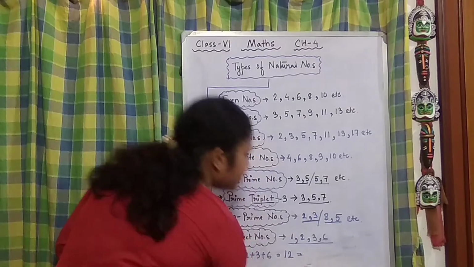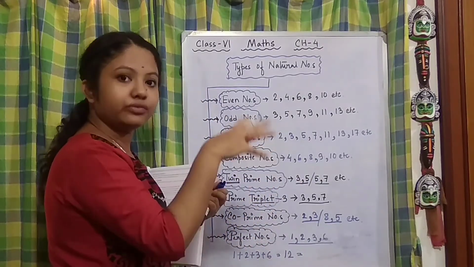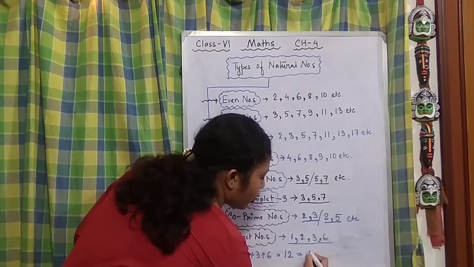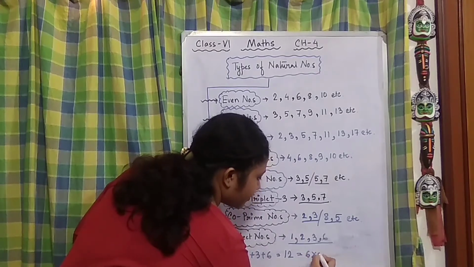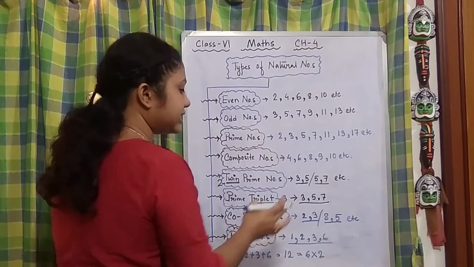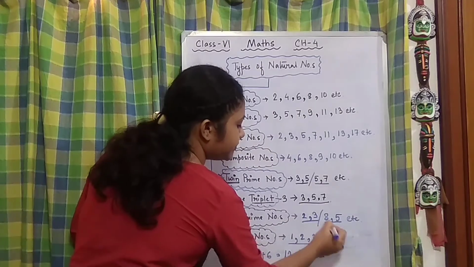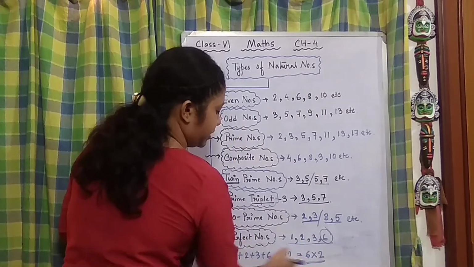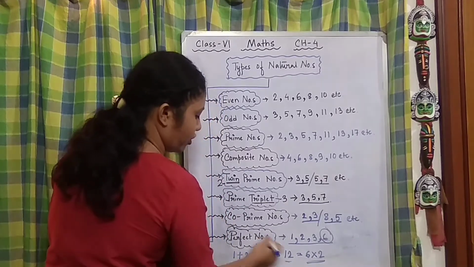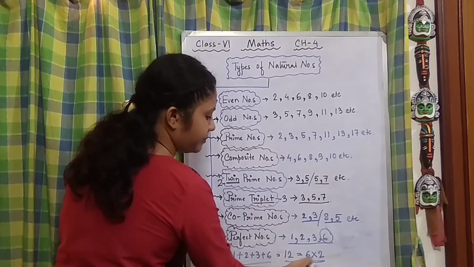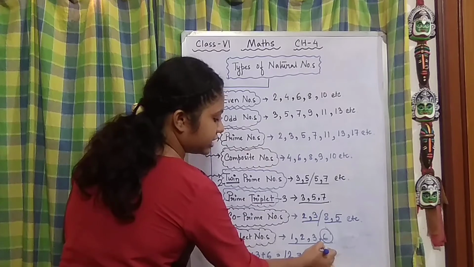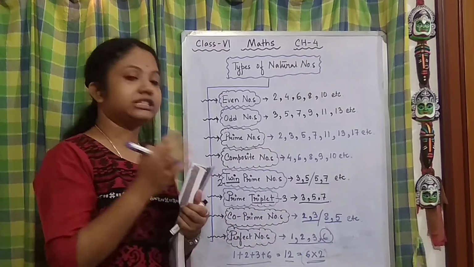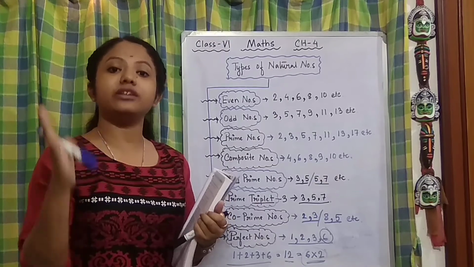Now 12, if we break it up into factors, is a multiple of 6, right? So we can say the sum of all 4 numbers is a multiple of one of those numbers. This is how we call it a perfect number.